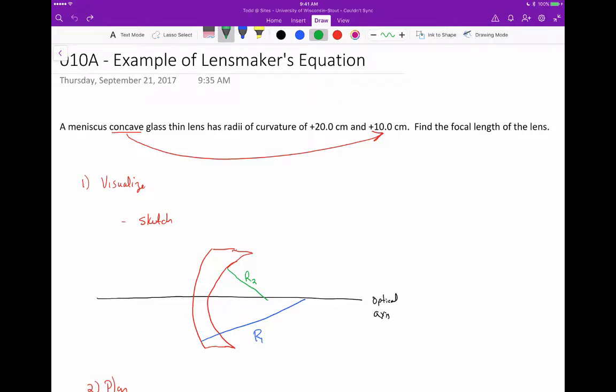So we're going to find the focal length for a meniscus concave lens. We're given the two radii of curvature of the two different surfaces. Meniscus means that both sides are curving in the same sense. Concave says that the concave side has the smaller radius of curvature, and so that's going to dominate the behavior. In other words, we would expect a focal length that's negative. We expect that f is going to be less than 0 here.